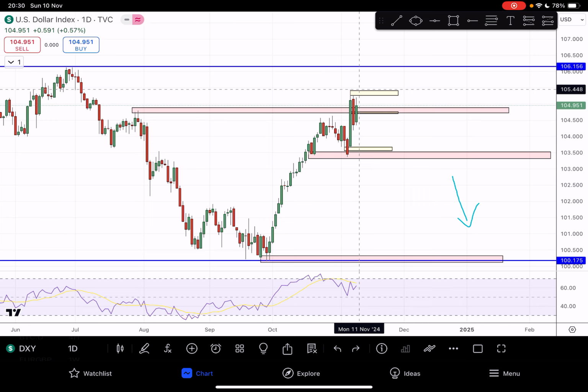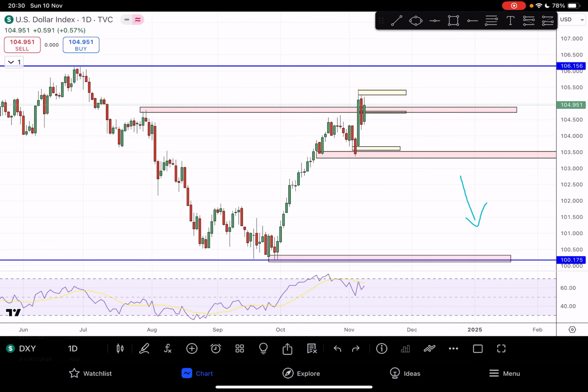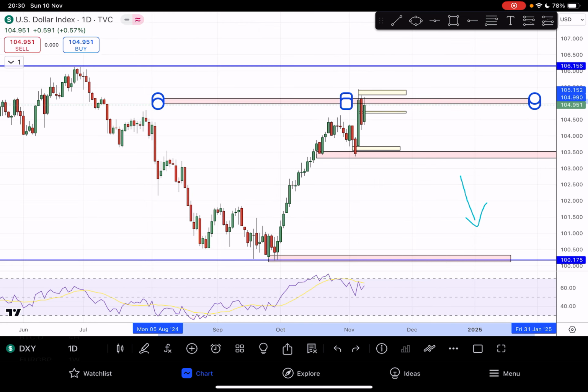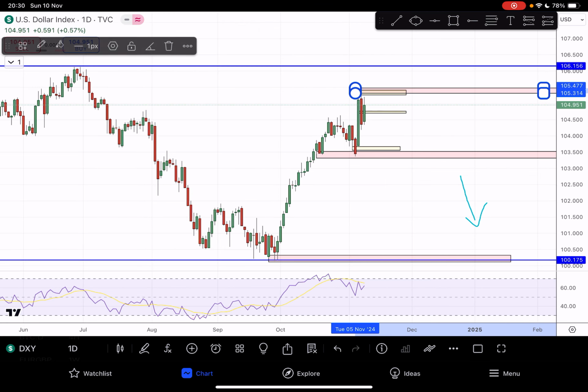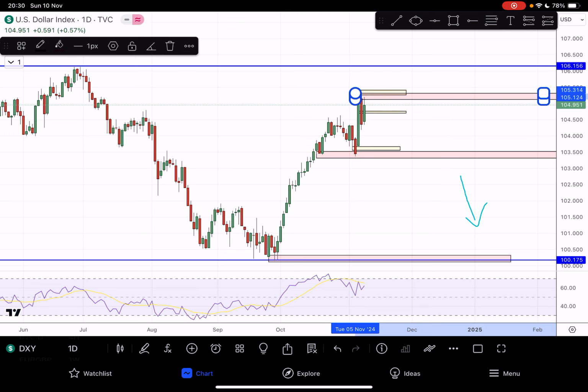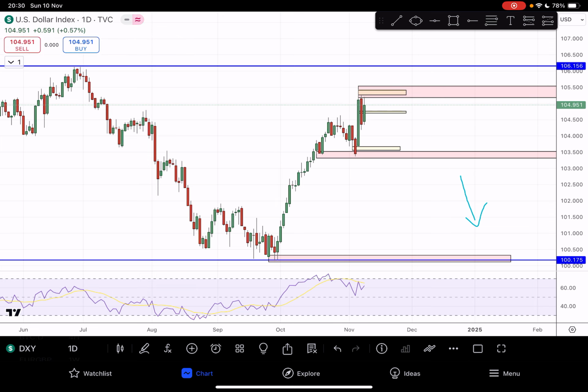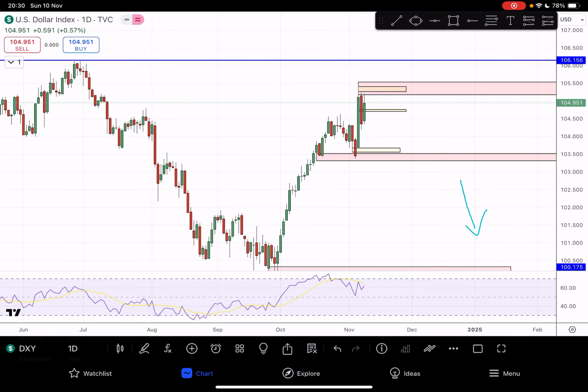Obviously this was the last resistance. If we update this now and move it to this region here, this is now your resistance on a daily time frame. I'll just include the wick. There you go. These are our support and resistance levels on a daily time frame.